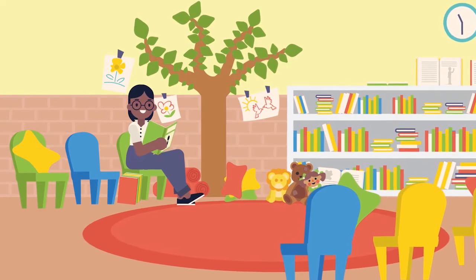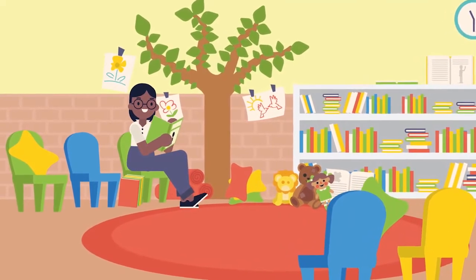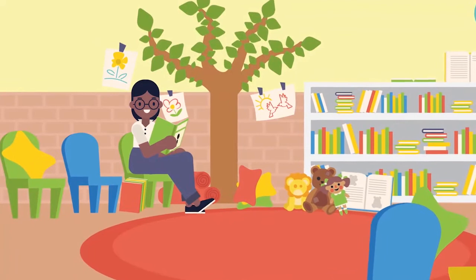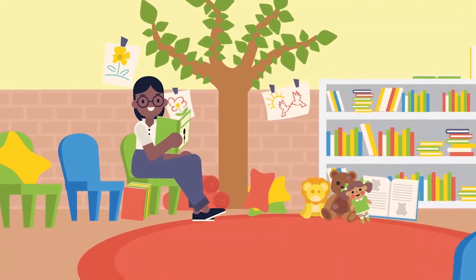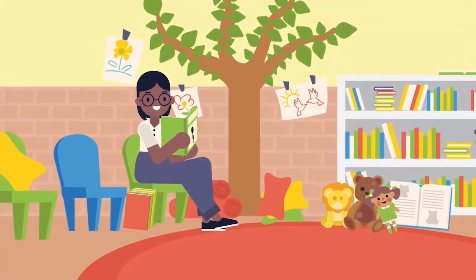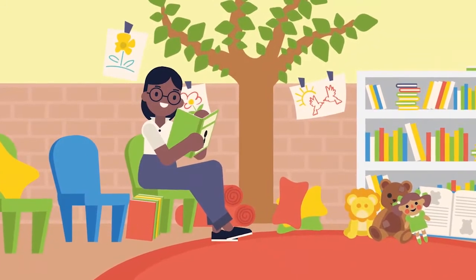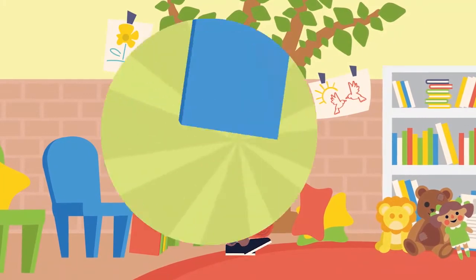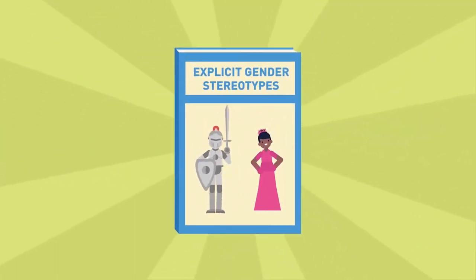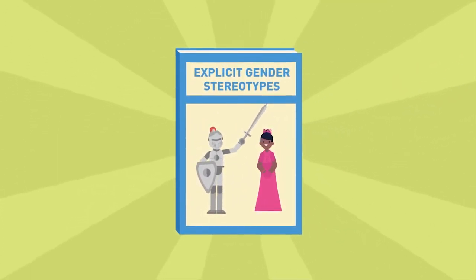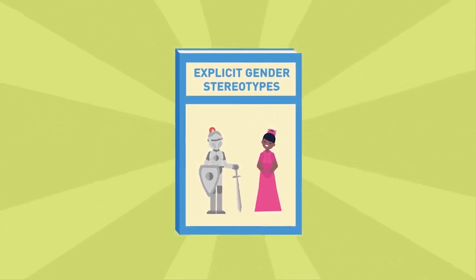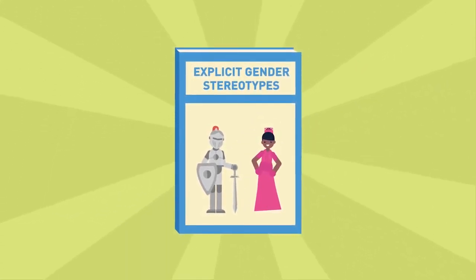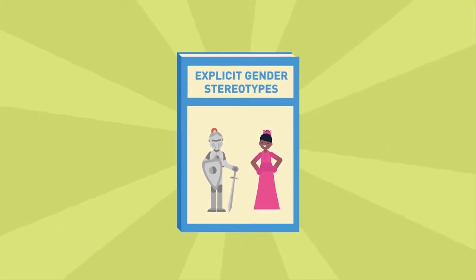Before she uses the material in class, Kosi checks pictures and storybooks for gender stereotypes. This helps her to avoid or challenge them. Let's take a closer look at different types of content that Kosi encounters. Pictures and stories can contain explicit gender stereotypes and traditional roles, for example, in fairy tales or mainstream magazines.